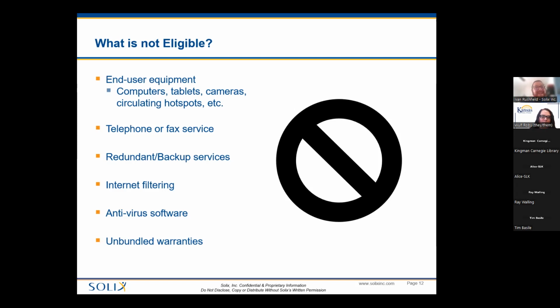Internet filtering, even though you need it, is not eligible. And that is something we complain about to USAC every single year. And they ignore us every single year that you need to have things like antivirus and internet filtering, and they do not cover it. You have to pay for it out of pocket. And the last one is unbundled warranties with equipment. If you have equipment where the warranty doesn't have its own line item, it's just sort of built into it, they'll allow that. But if it has its own cost, you cannot get E-rate funding for it.